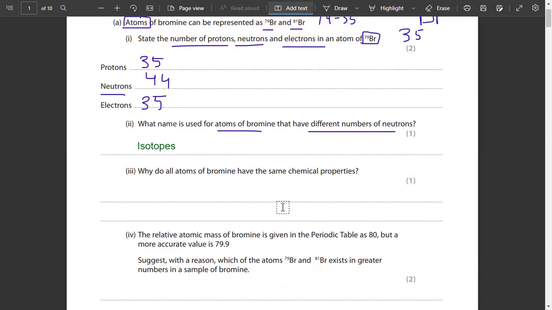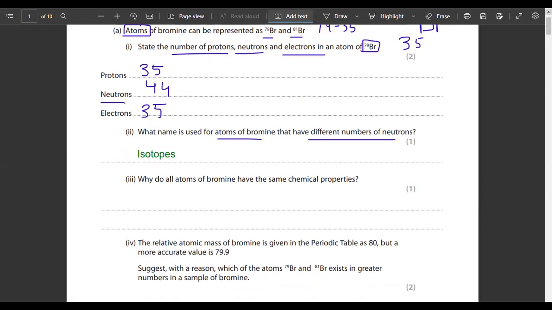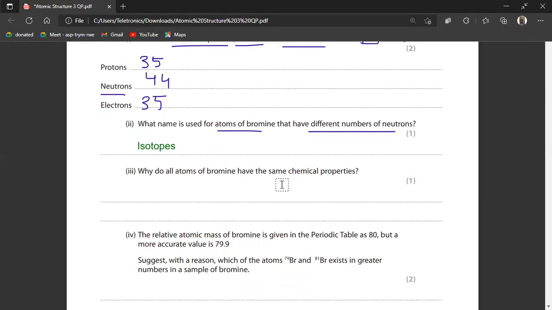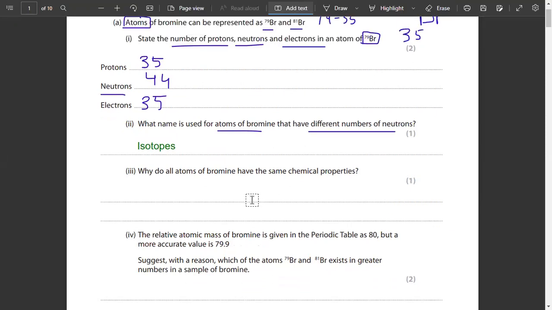Why do all atoms of bromine have the same chemical properties? I told you about physical and chemical properties. Physical properties change when you have a different mass. But when do chemical properties change? When there are different number of electrons.